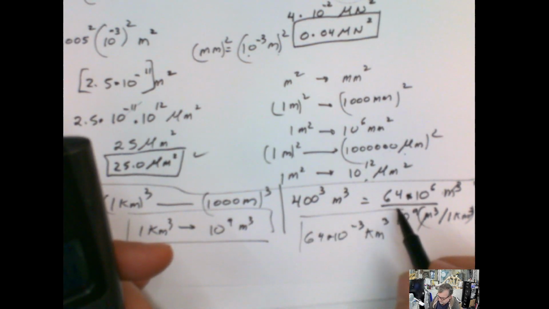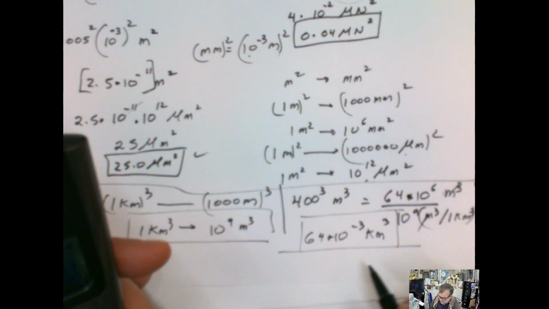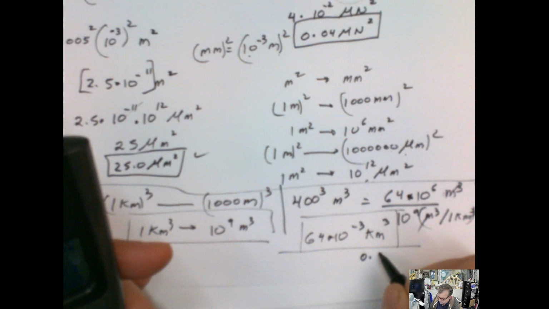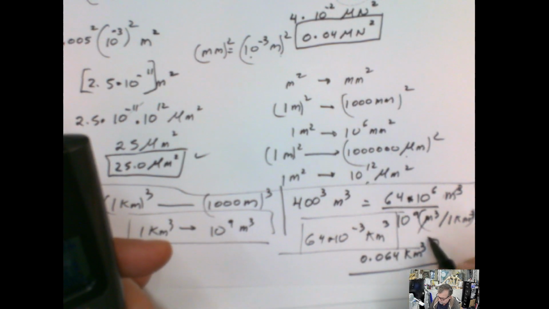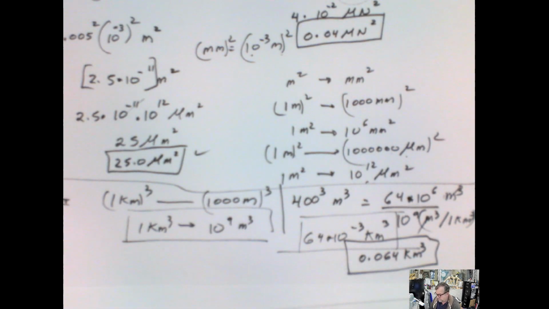But this is still not three significant figures, so I guess I can say 0.0640 kilometers to the third, and that would be three significant figures. I can try to twist it and twist it, but this is the easiest way to do that. Okay, see you in the next problem.